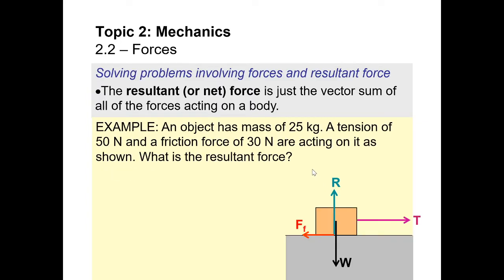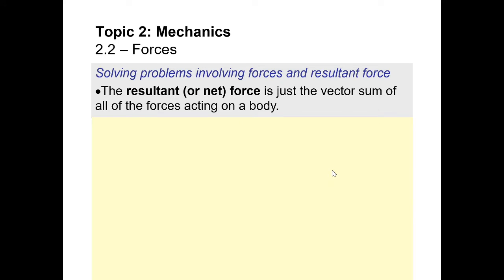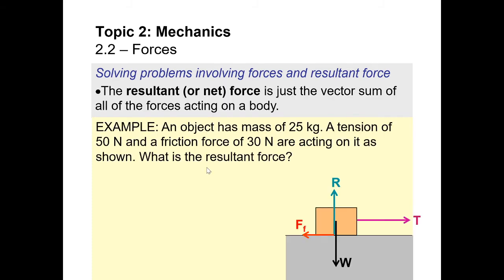Okay, now let's talk about something called resultant force. So we saw in an earlier video that resultant means total, it means sum. And another way to say that is net. So you have now 4 ways of saying total force, okay? So this is just the vector sum of all the forces acting on the object.